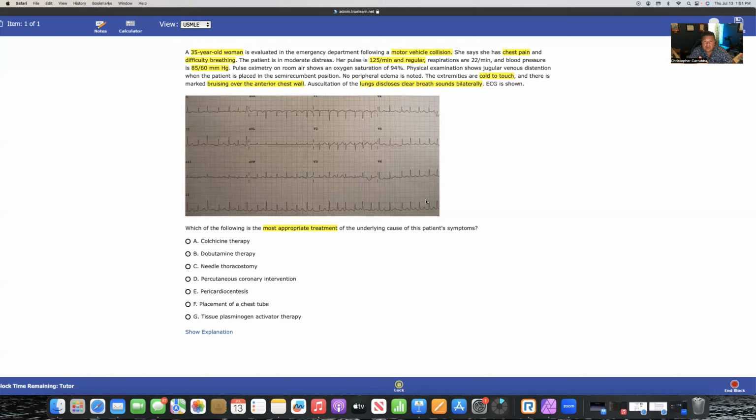It fits with the trauma, it fits with the chest pain, it explains why there's hypotension, tachycardia, and JVD. And we know that with tamponade, we're generally going to have clear lung sounds when we listen to that.